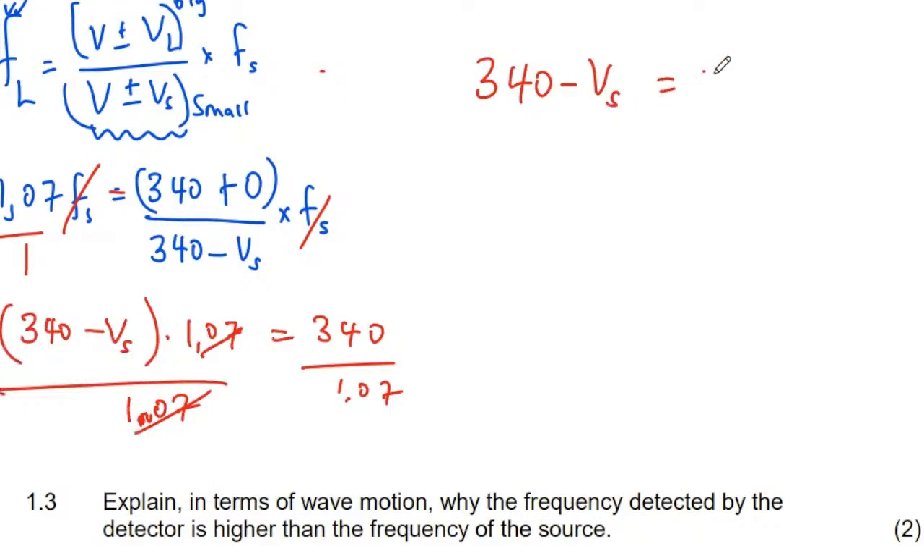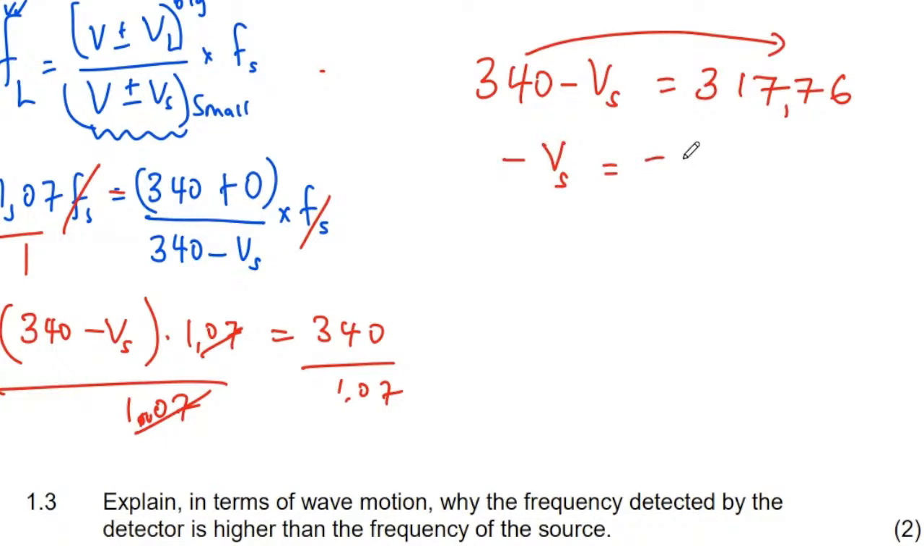I'm getting 317,76. Then I'll move the 340 that side, so negative Vs is equal to negative 22,24. Divide both sides by negative 1, so the ambulance is moving at 22,24 meters per second. So that is what is expected of us.